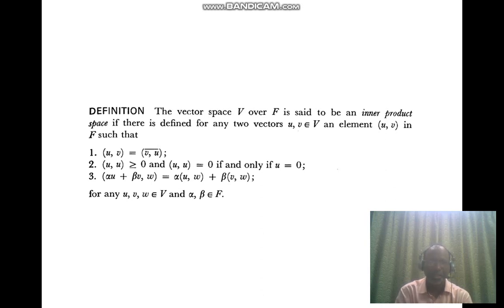And the third property is that for the linear combination, the inner product (alpha u + beta v, w) can be rewritten as alpha times (u, w) plus beta times (v, w), for any vectors u, v, w belonging to V and the scalars alpha, beta belonging to F.